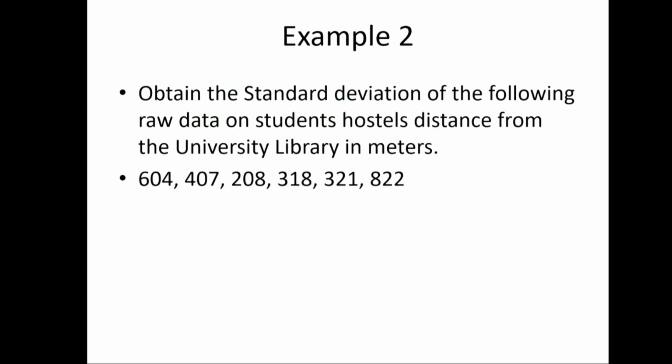So let's take another example for better appreciation. You have to obtain the standard deviation of the following raw data on student hostel distance from the university library in meters. Some of them walk 604 meters before they get to the library from their hostel. Some 407, some 208, some 318, some 321, some 822. So we want to obtain the standard deviation.